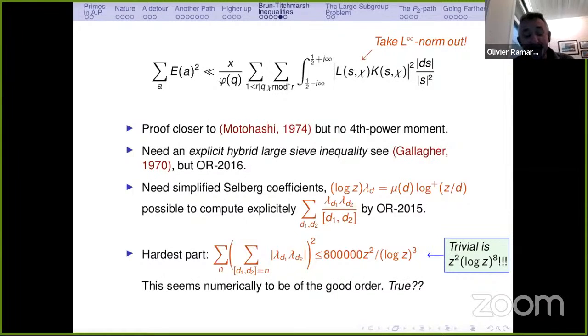There's also a very difficult part, which is to compute it. We would like to compute it for z up to 10 to the 5 or 10 to the 6, and I'm able to go till 10,000 and nothing more.